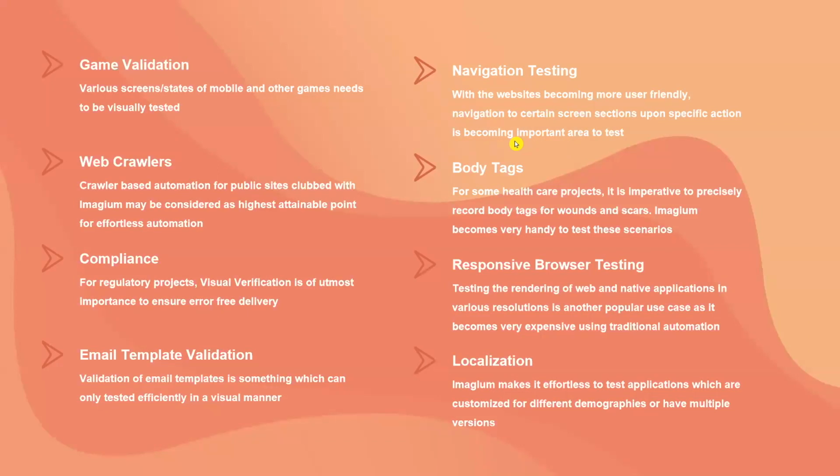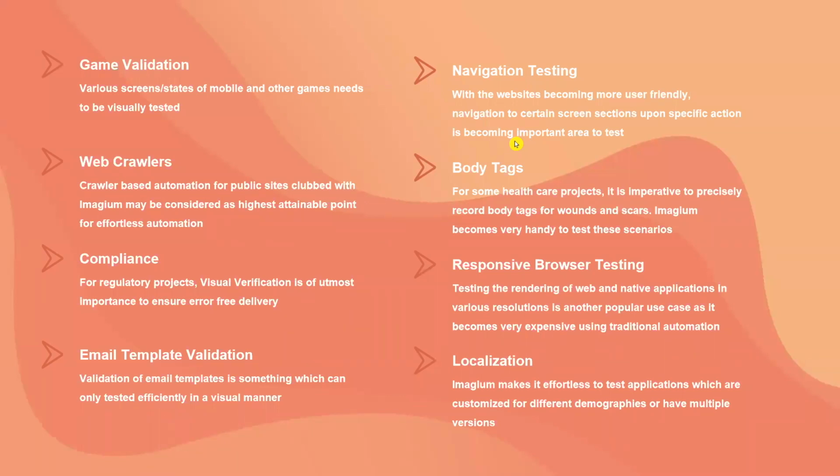So yeah, these are some of the many use cases available out there, like game validation. Gaming companies need to validate different screens. And then navigation testing is actually becoming a new use case for testing. I believe it is the newest possible use case. With websites becoming more user friendly, navigation to a certain screen section upon a specific action is becoming an important area to test. Then web crawlers.